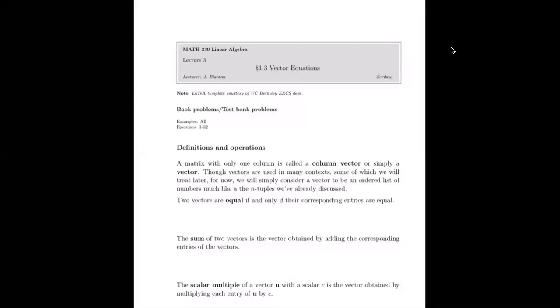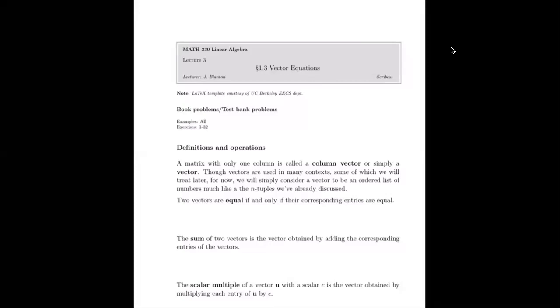Section 1.3 is vector equations. So we're extending now from our systems of linear equations. In 1.2, we went into matrix equations, or a matrix representation of a linear system of equations. And now we're stepping into the vector representation of that equation. So these are all one and the same object, a linear system, a matrix equation, or a vector equation. They're just different notations for essentially the same thing.